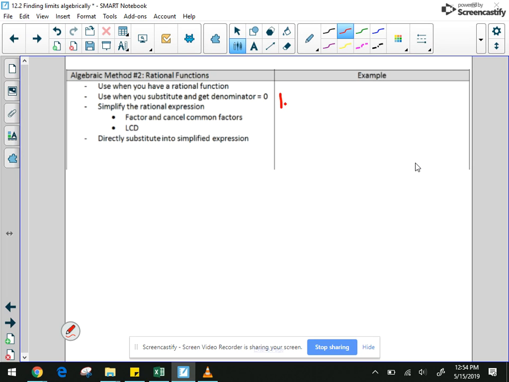For example, the limit as x goes to 1 of the function x squared minus 1 over x minus 1. I cannot directly substitute in a 1 into this function because I would be dividing by 0. 0 divided by 0. I can, however, algebraically manipulate this by factoring the numerator. x squared minus 1 is (x minus 1)(x plus 1), and the denominator is x minus 1. An x minus 1 can be factored, canceled out of both the top and the bottom.